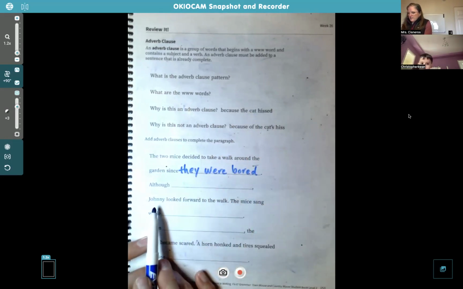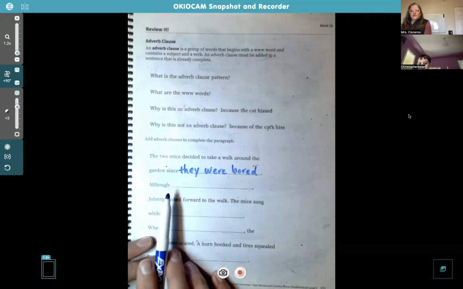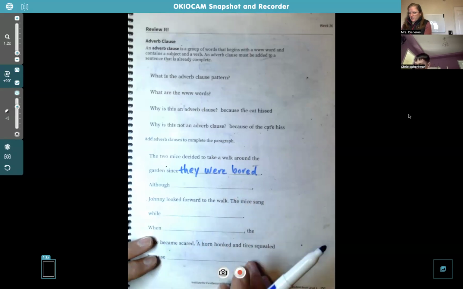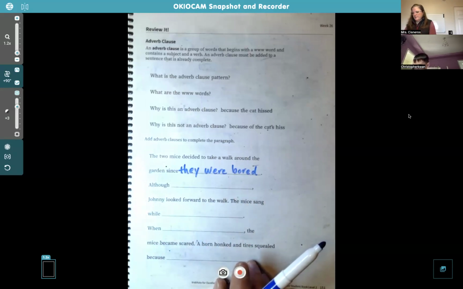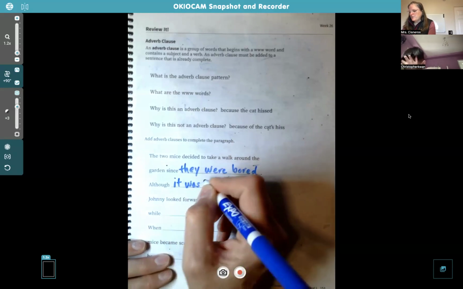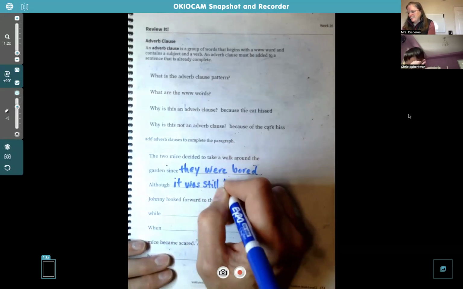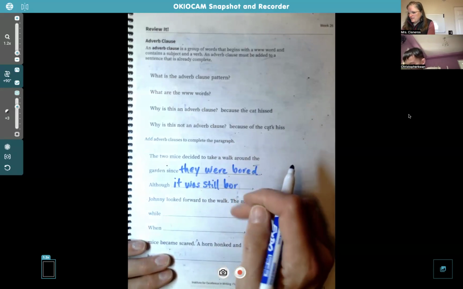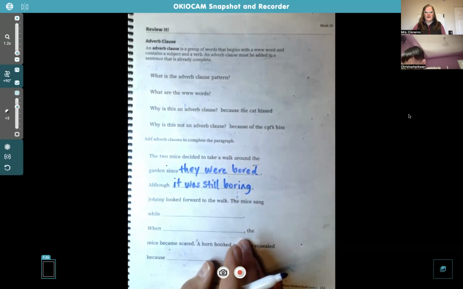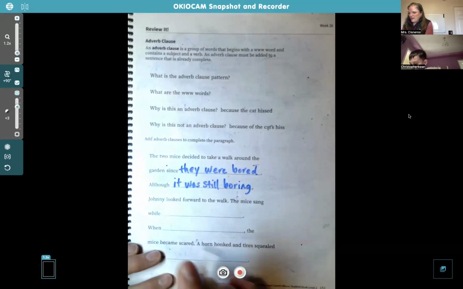Although blank, Johnny looked forward to the walk. So what's another adverb clause here? We need a subject and verb here. Although it was boring. Maybe we should put it was still boring, because they're already bored. You're funny, Christopher. Hopefully you're not bored right now. You don't even have to answer that question because I don't think I really want to know. Although it was still boring, Johnny looked forward to the walk.